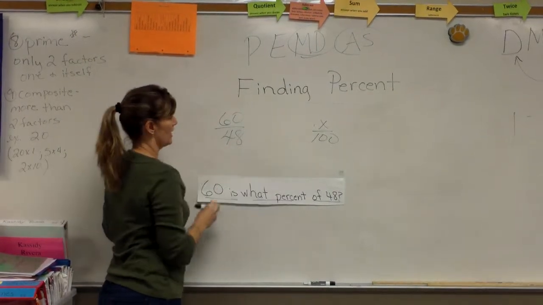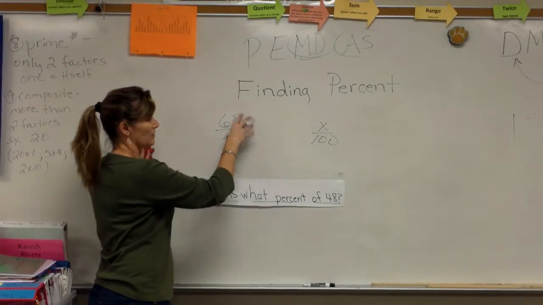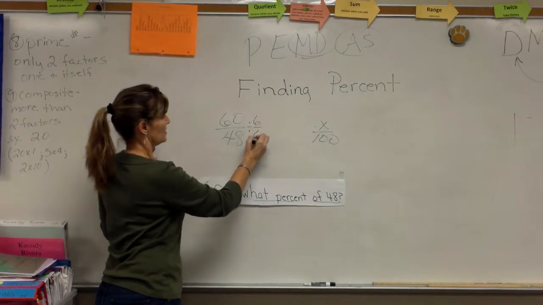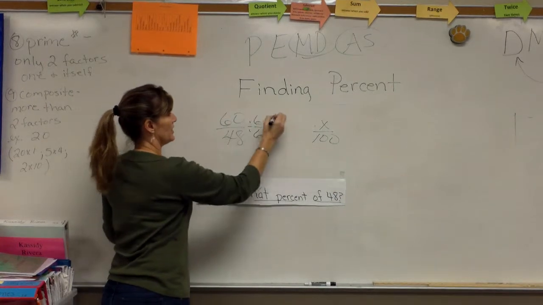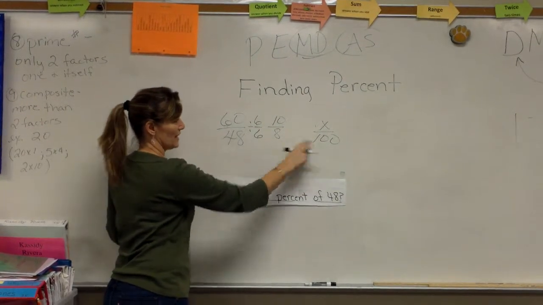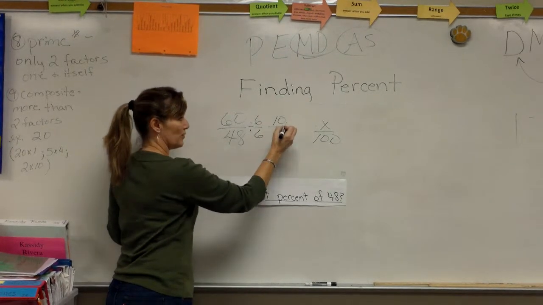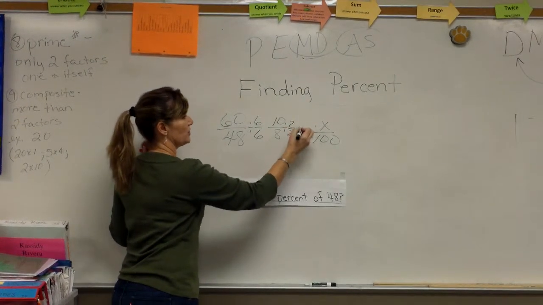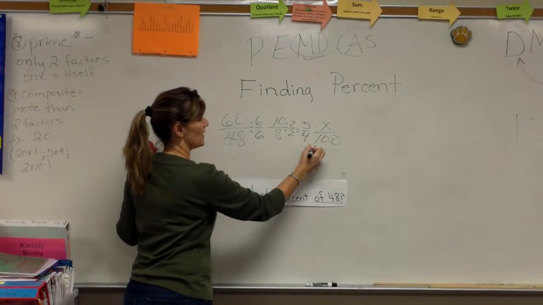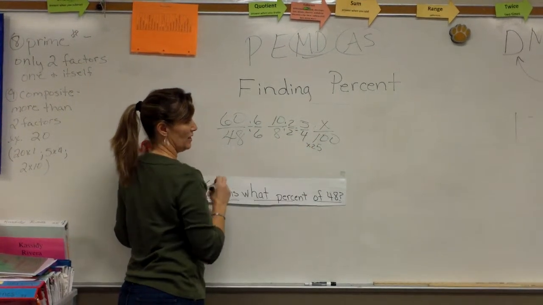There's nothing times 48 that gives me 100. Now, I had these numbers earlier, and I remember I divided by 6 over 6. And when I do that, I have 10 over 8. Nothing times 8 that gives me this. But they're both even numbers. I'm going to divide by 2 again. Now I have 5 over 4, and I know that 4 times 25 is going to give me 100.